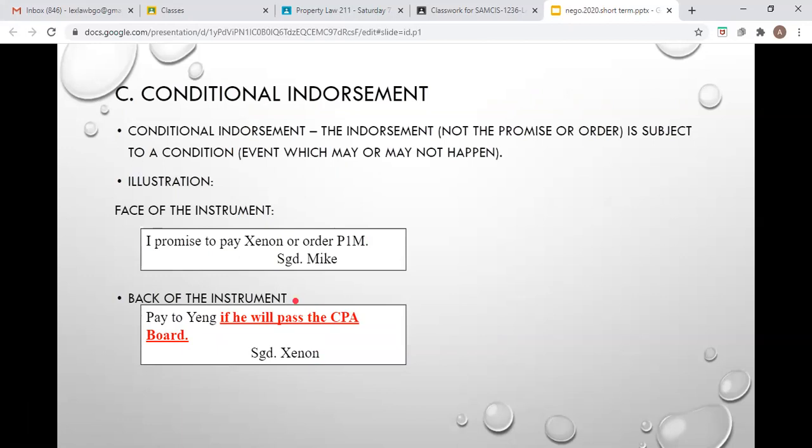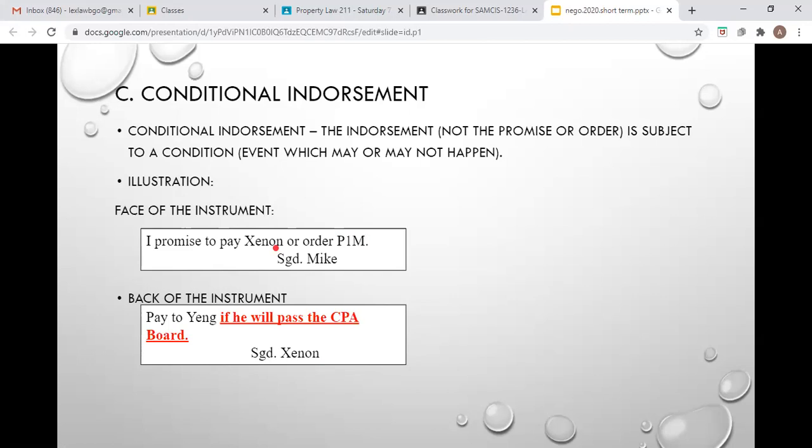I want you to remember that in this endorsement, the instrument is not conditional. What is conditional here is the endorsement itself. So if you're going to notice, in the face of our instrument, it says here, I promise to pay Shannon or order 1 million pesos, signed Mike. Meron bang condition dyan? Is there an event which may or may not happen? None. Because that is considered as payable on demand. No time for payment is expressed.